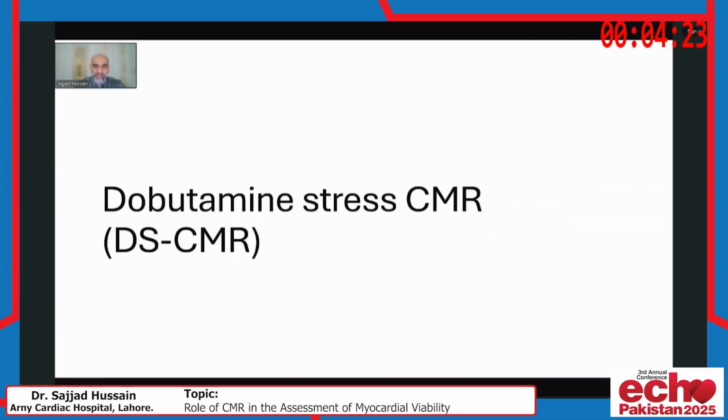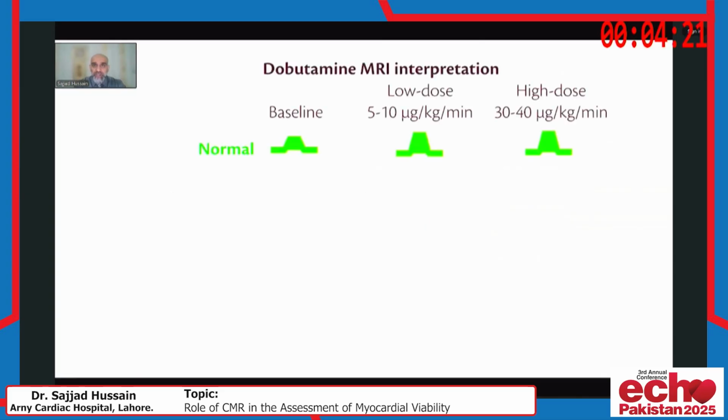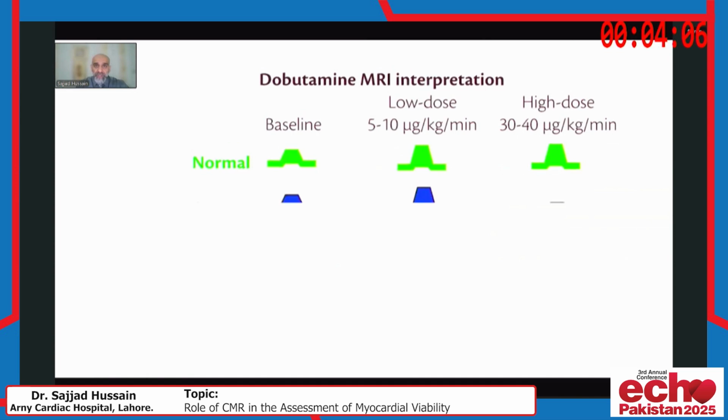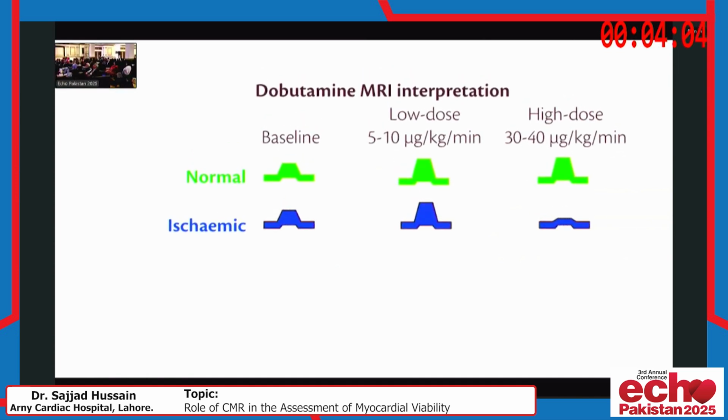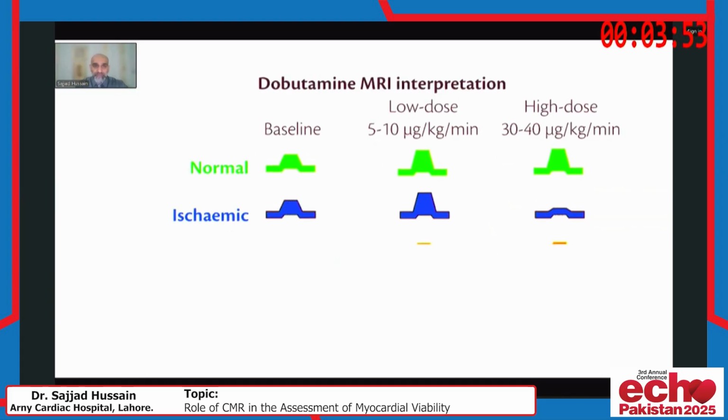Now, moving on to dobutamine stress CMR. In dobutamine stress CMR, what we do is a low dose infusion of 5 to 10 micrograms per kilo body weight per minute, and we gradually escalate that to 30 to 40 micrograms per kilo body weight. Now, in an ischemic myocardium, there is a normal baseline function, and when you give them low dose dobutamine, the function gets better, and then as you go high on the dobutamine, the function goes down again.